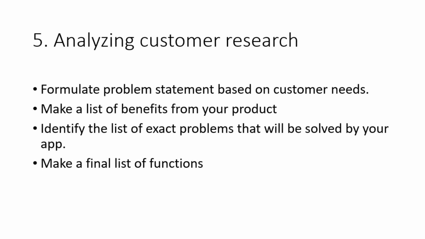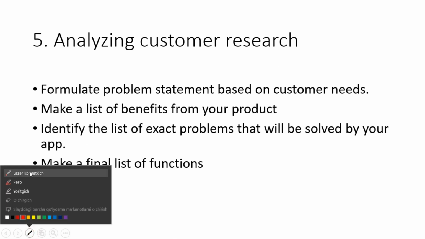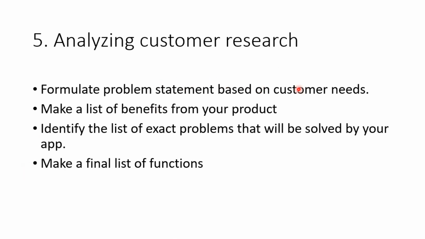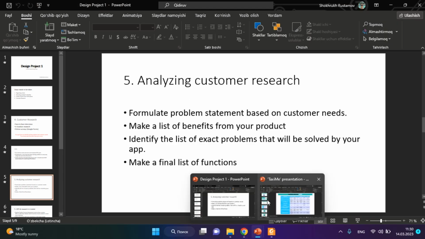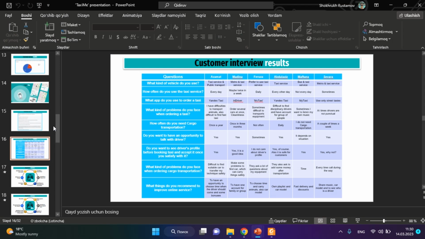Then you need to analyze your customer research. You need to formulate your problem statement based on customer needs. Make a list of benefits from your product. Identify the list of exact problems that will be solved by your app, and make a final list of functions that your program really has. Okay, so now let me show you our problem statement and other things here.